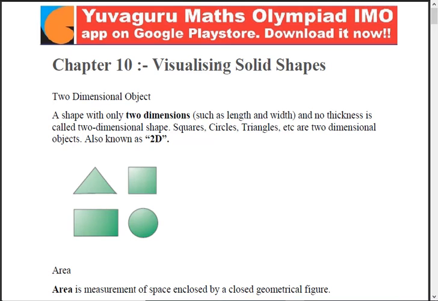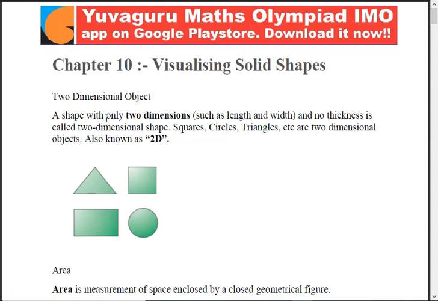Let's focus on our today's topic. Topic is visualizing solid shapes. Visualizing means what? Imagining. Your imagination is very important. Solid means what? Three-dimensional figures, means cylinders, cones, all these. So basically two-dimensional and three-dimensional objects.